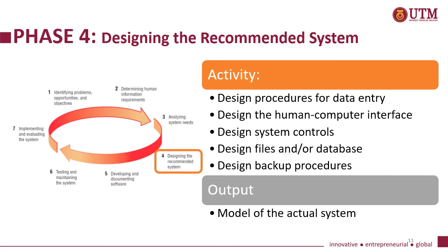Phase 4. Designing the recommended system. There are 5 main activities. 1. Design the procedures for data entry. 2. Design the human-computer interface. 3. Design system controls. 4. Design files and database. 5. Design the backup procedures. The main output for Phase 4 is the model of the actual system.